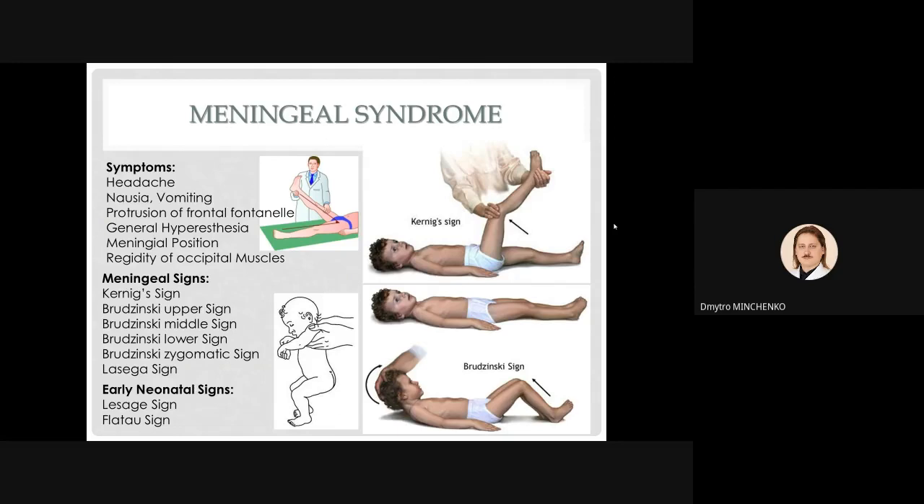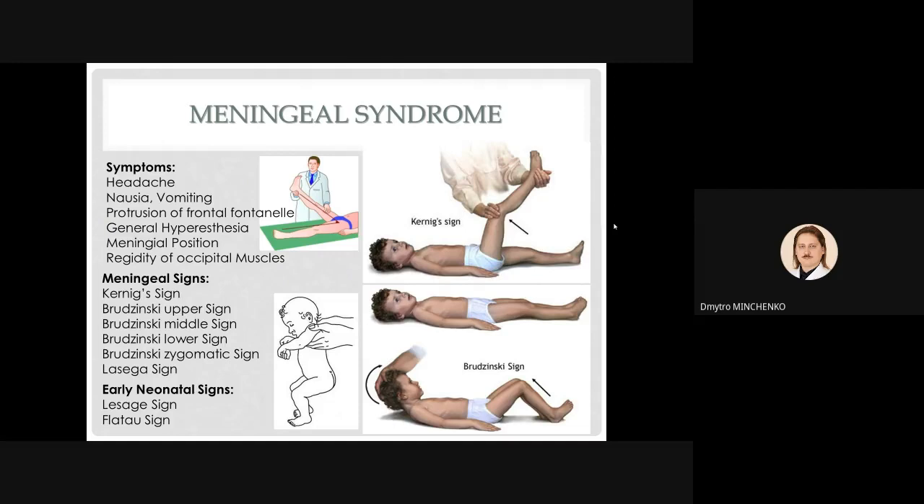Here are some more of the classical meningeal signs and the presentation of the meningeal syndrome. The symptoms of the meningeal syndrome itself include headache, cephalgia syndrome, nausea and vomiting, dyspeptic syndrome, protrusion of the frontal fontanelle in small children, neonates that still have a frontal fontanelle present, general hyperesthesia, meningeal position, rigidity of occipital muscles. The specific meningeal signs include the Kernig sign, the Brudzinski's upper, middle, lower, and zygomatic sign, and the Lasegue sign.